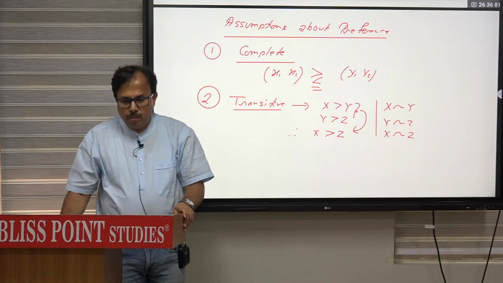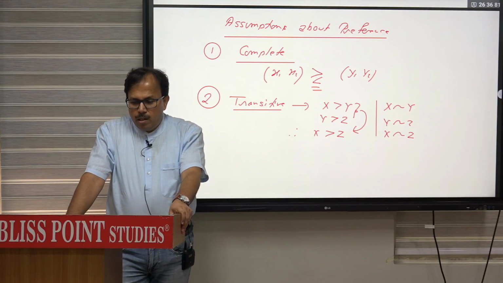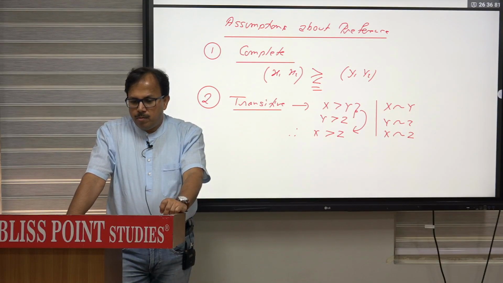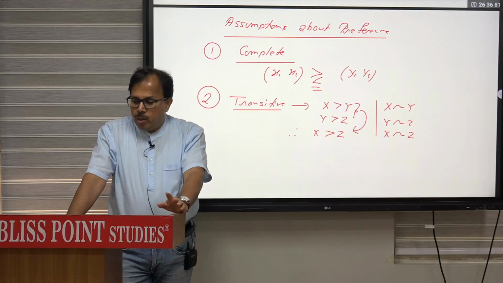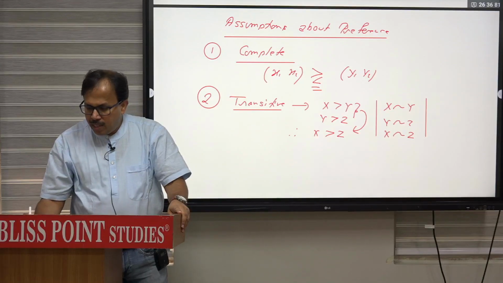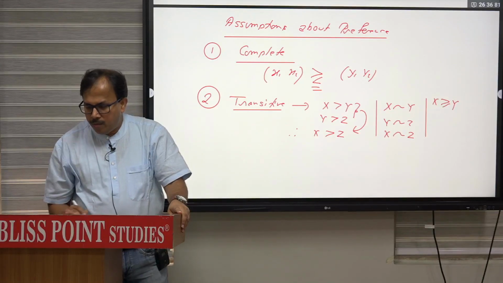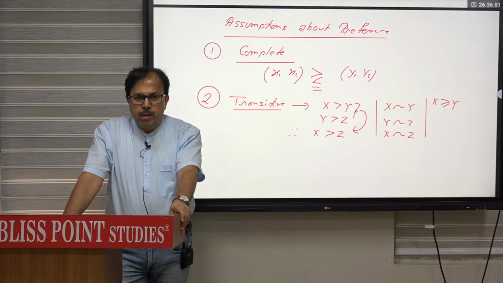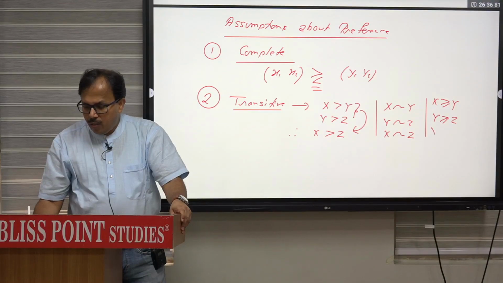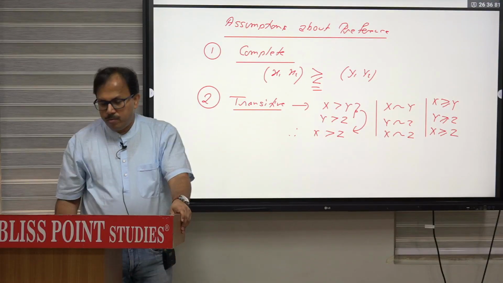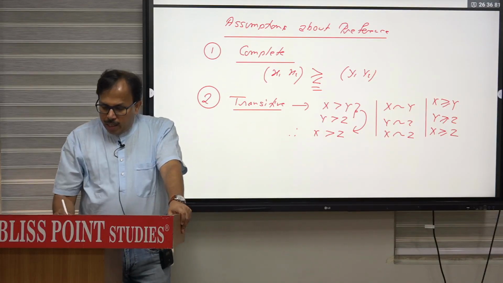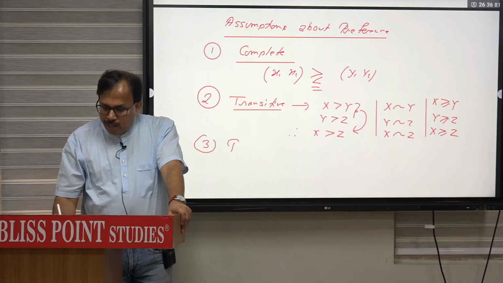It means that if the consumer thinks that X is at least as good as Y, at least as good as means X could be greater or equal to Y. If X is at least as good as Y and Y is at least as good as Z, then X is at least as good as Z. Clear? And the third assumption is reflexive.